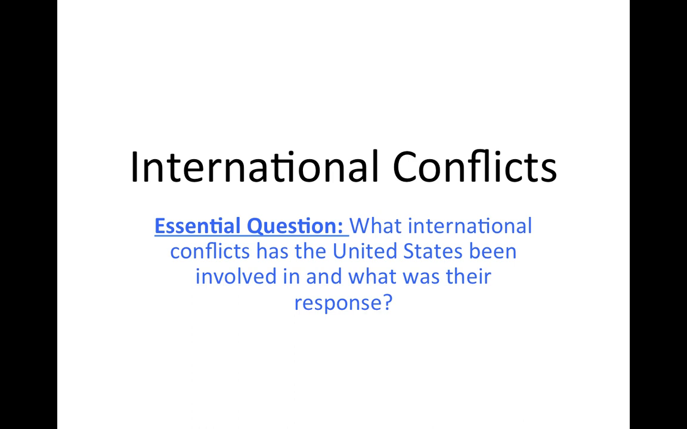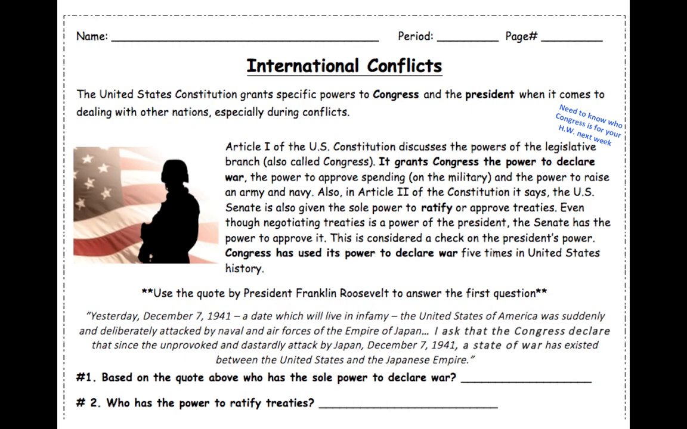The essential question: what international conflicts has the United States been involved in, and what was their response? So how does the United States respond to each conflict? The United States Constitution grants specific powers to Congress and the President when it comes to dealing with other nations, especially during conflicts. Article 1 of the U.S. Constitution discusses the powers of the legislative branch, also called Congress. It grants Congress the power to declare war, the power to approve spending on the military, and the power to raise an army and navy.